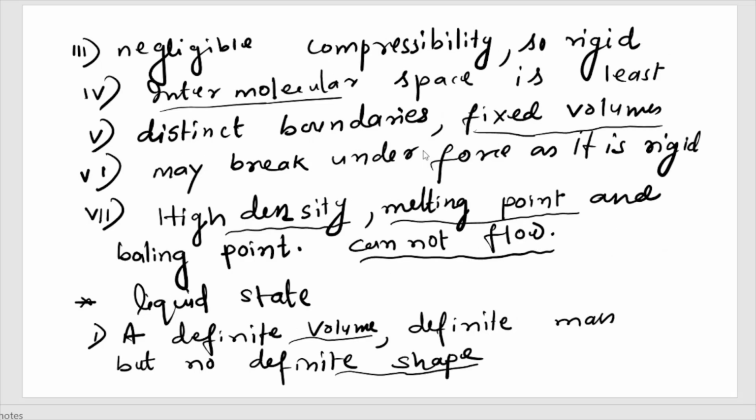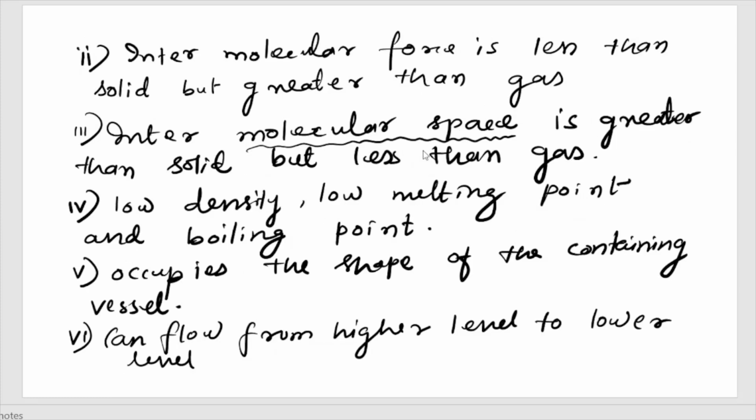What is the liquid state? It has definite volume, definite mass, but no definite shape. If you put it in a glass, it occupies the shape of the glass. If you put it on a triangular shape cup or plate, then it occupies the shape of the triangular plate.